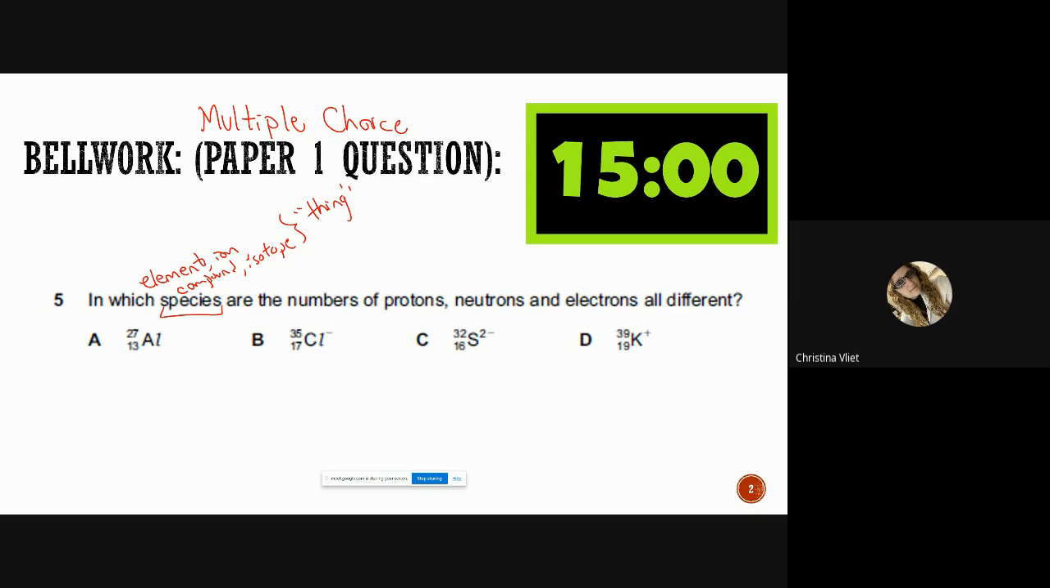So it's in which of these things are the number of protons, neutrons, and electrons all different? So let's go ahead and remember. And yes, you should. Anything I write on the screen is something you should be adding into your notes to go back and be like, oh, that's what that means.